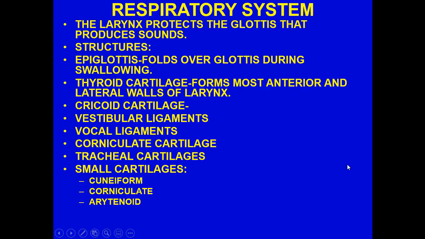Now, the larynx protects the glottis that produces sounds. The structures there are the epiglottis, which folds over the glottis during swallowing. I just mentioned that. The thyroid cartilage forms the most anterior and lateral walls of the larynx. You have, of course, the structures of the cricoid cartilage, the vestibular ligaments, the vocal ligaments, the corniculate cartilage, the tracheal cartilage, and the small cartilages, which include the cuneiform, the corniculate, and the arytenoid.